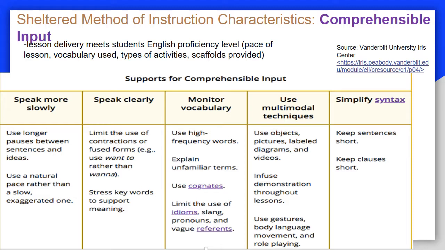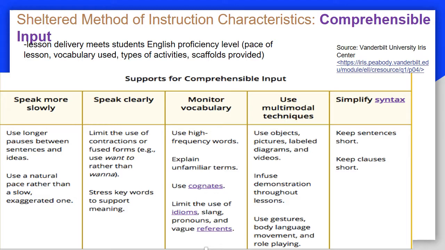Also try to use multimodal techniques. So try real objects, pictures. You can label the diagram and use short videos. You should also have regular demonstrations throughout your lessons and use gestures, use body language and movement, and even have role-playing opportunities so students can practice and see the information demonstrated in front of them visually.